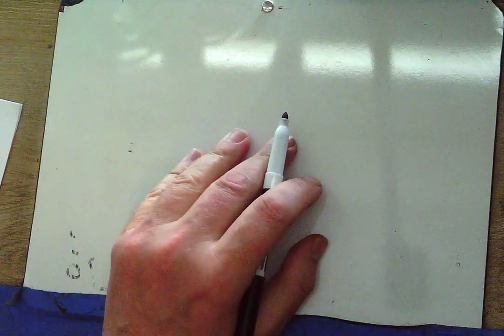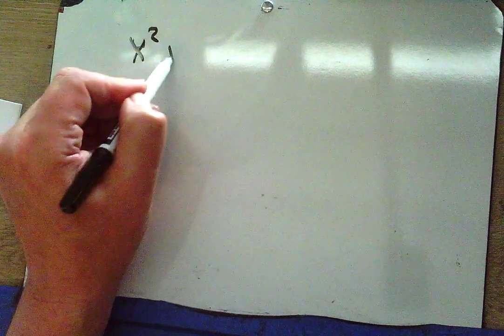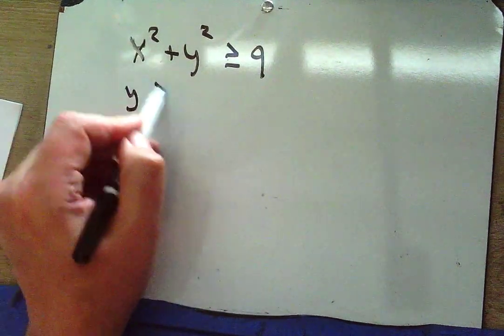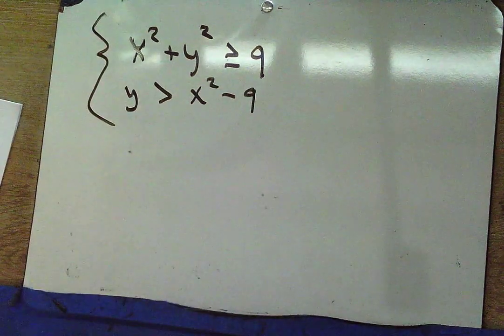I actually kind of want to do that one, but it seems mean. So I'm not going to do that yet. Instead, I'm going to say, will you graph x squared plus y squared greater than or equal to 9, and y is greater than x squared minus 9. Will you graph that system?